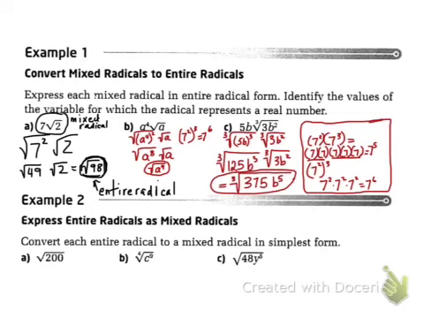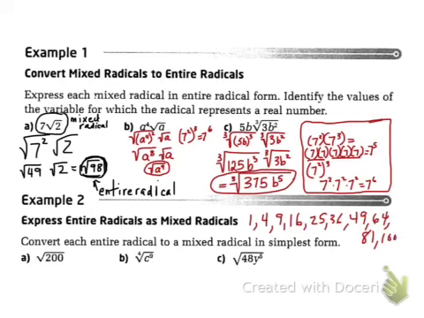When we look at root 200, we're going to make a list of perfect squares. 1 squared is 1, 2 squared is 4, 3 squared is 9, 4 squared is 16, 5 squared is 25, 6 squared is 36, 7 squared is 49, 64, 81. I went all the way to 100.